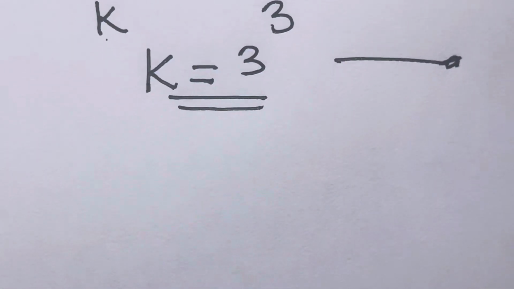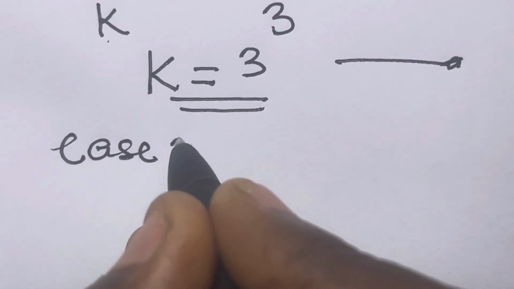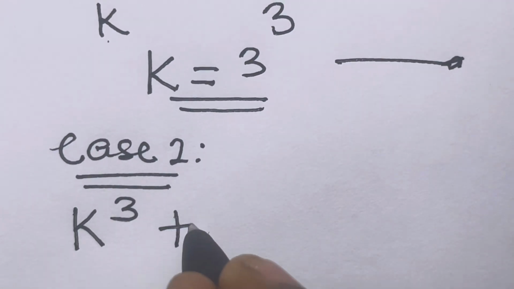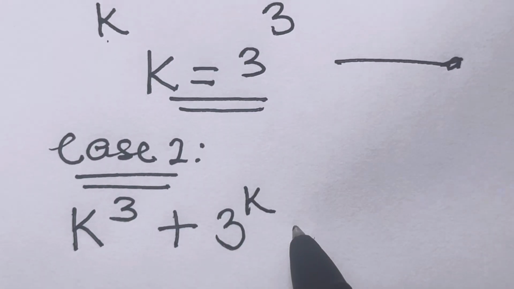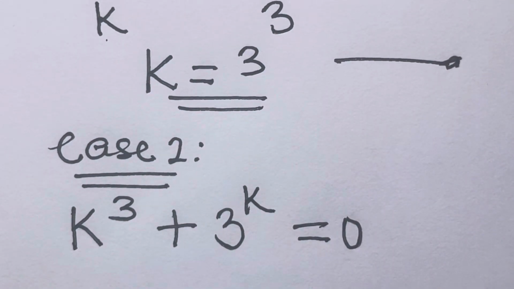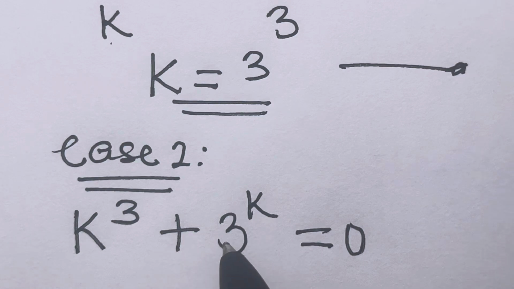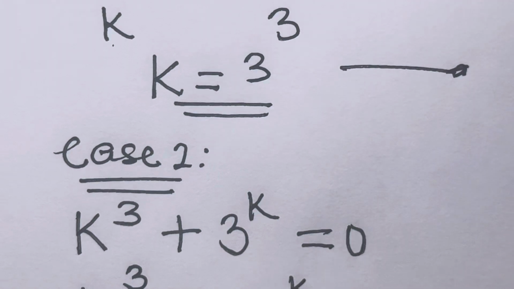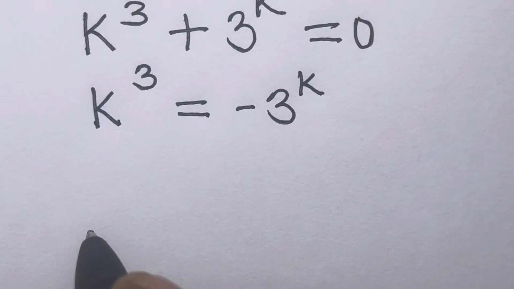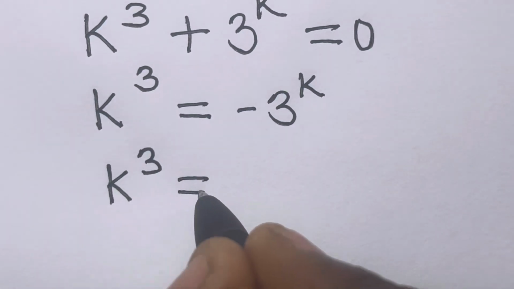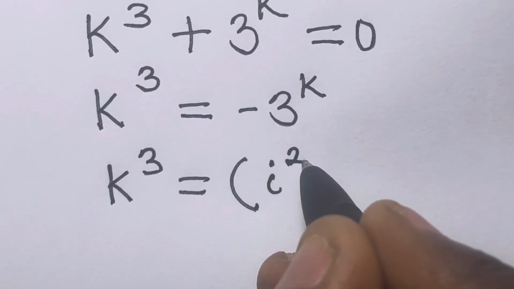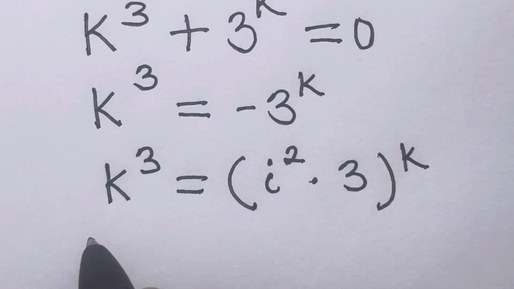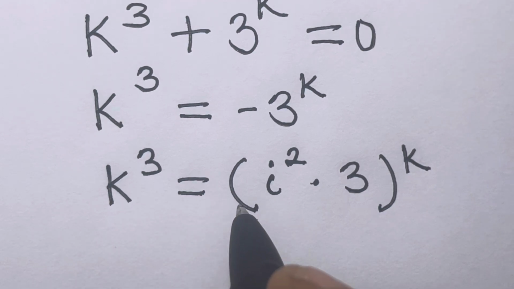For the second case, that is case 2, we have k raised to power 3 plus 3 raised to power k equals 0. So from here, we transfer this to the other side as well, equals minus 3 raised to power k. And here we have k raised to power 3 equals minus 3 raised to power k. Now we can easily introduce ln to both sides.